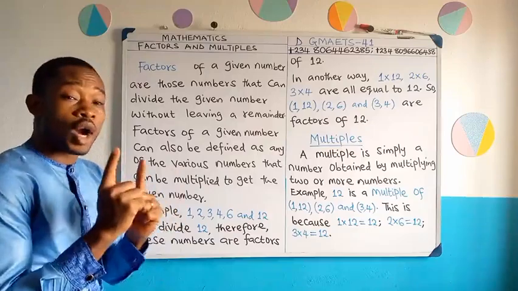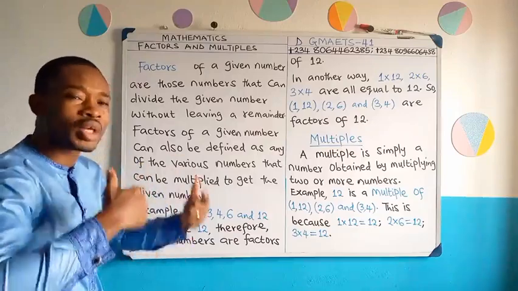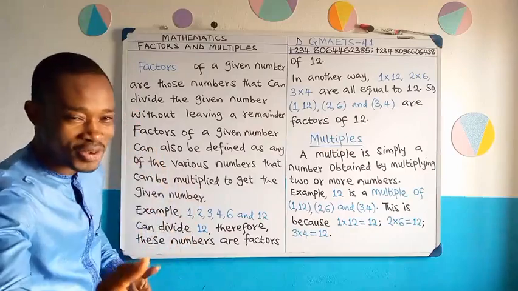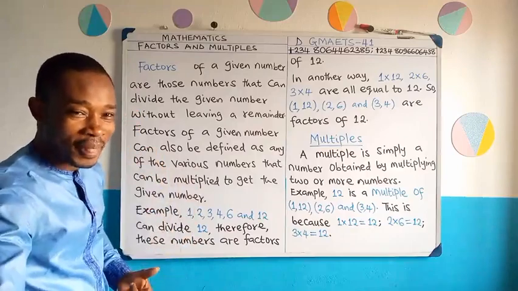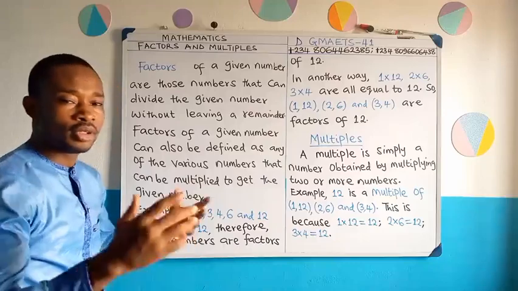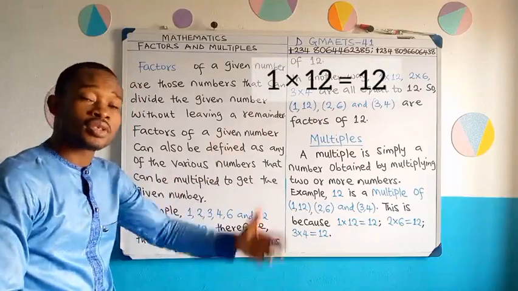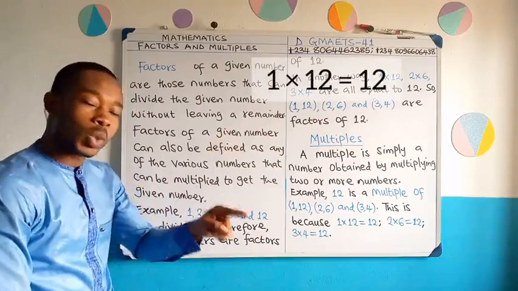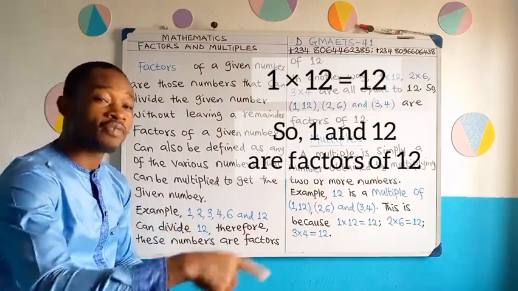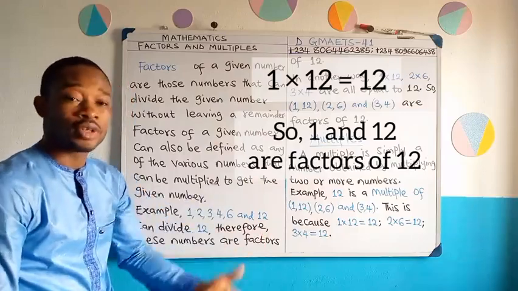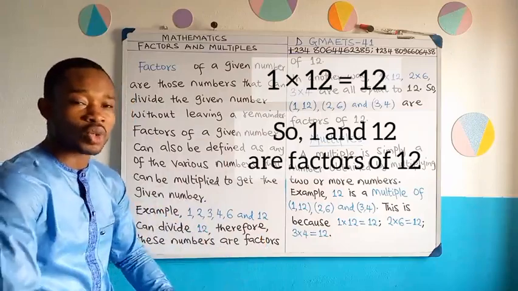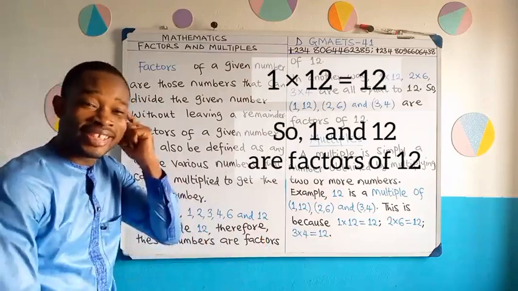Now I'm taking the number 12. Let us try to get the factors of 12. Are you ready? If you go to the multiplication table, you will agree with me that 1 times 12 will give us 12. It means that 1 and 12 are factors of 12. 1 can divide 12, there will be no remainder. 12 can also divide 12, there will be no remainder.